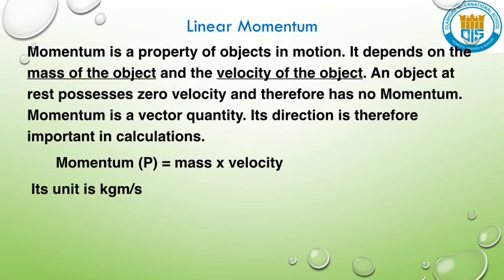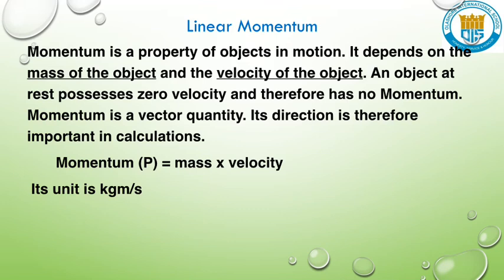On the other hand, let's look at momentum. Momentum, linear momentum in this case, because there's also another kind of momentum called angular momentum. But in this case, we are looking at linear momentum. So linear momentum is a property of objects in motion. You remember that we already know that every object has a mass, because every object is essentially matter, and matter is anything that has mass and occupies space. So every object, whether in motion or at rest, has a mass.